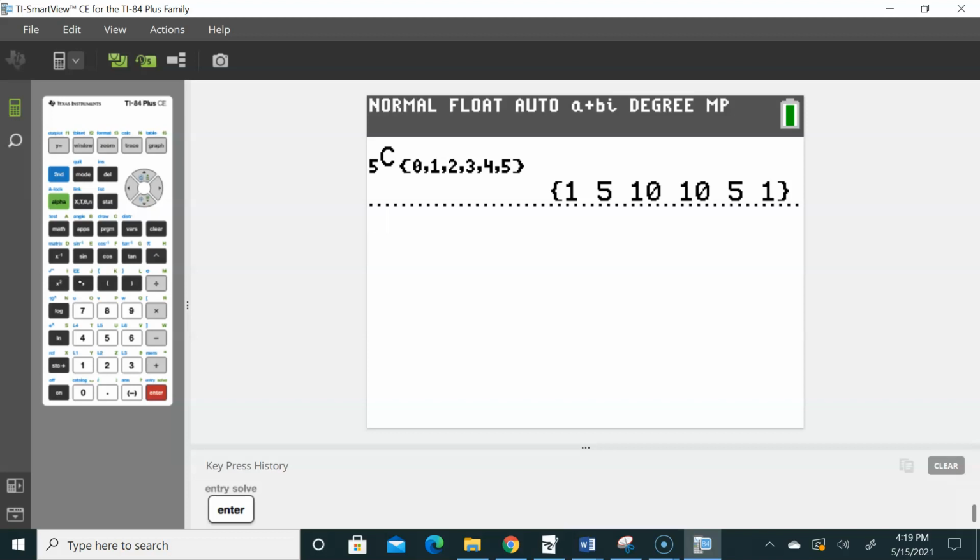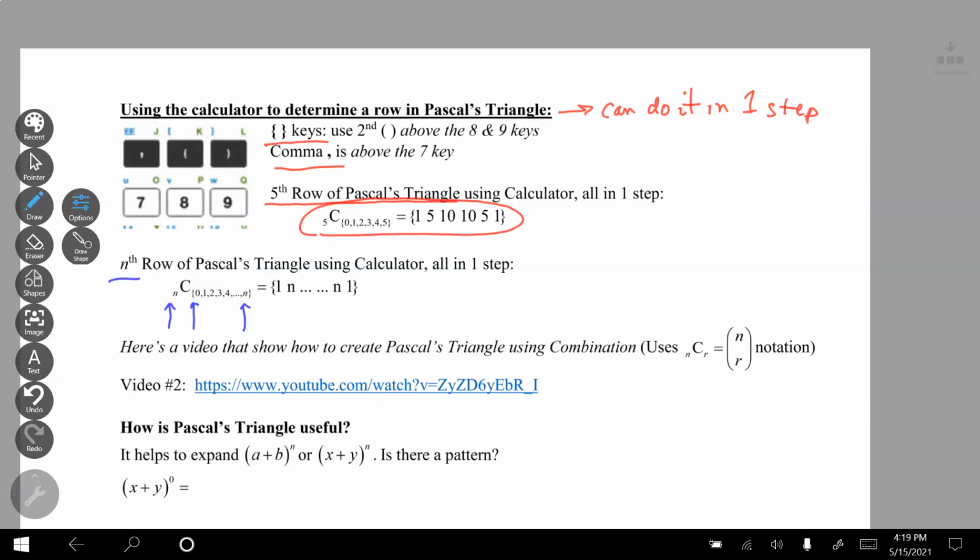It's very, very nice. So there's another video here if you want to watch it. I'm not going to click on it. You can watch it on your own. But sometimes instead of using the nCr notation, we use this notation right here. It is the same, such as 5C2 is the same as parentheses 5 over 2. It means the same thing. It's just another way to write it.